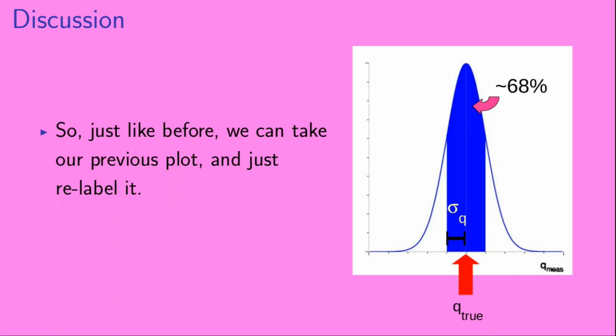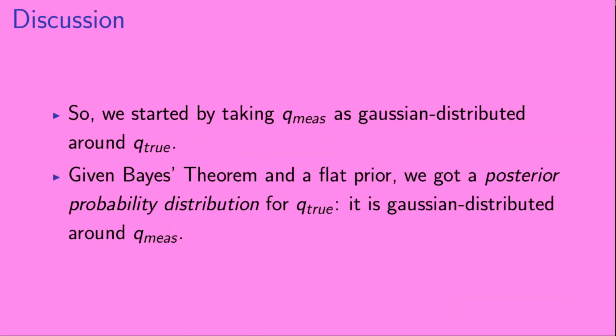So, just like before, we can take our previous plot and just relabel it. We started by taking Q measured as Gaussian distributed around Q true. But using Bayes' theorem and a flat prior, we got a posterior probability distribution for Q true. It is Gaussian distributed around Q measured.